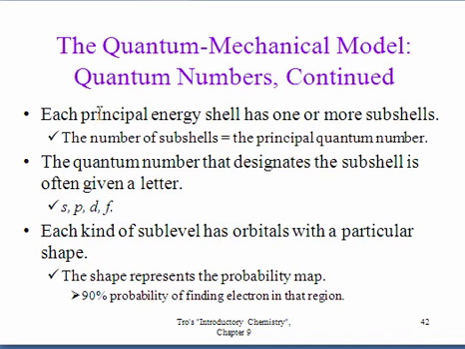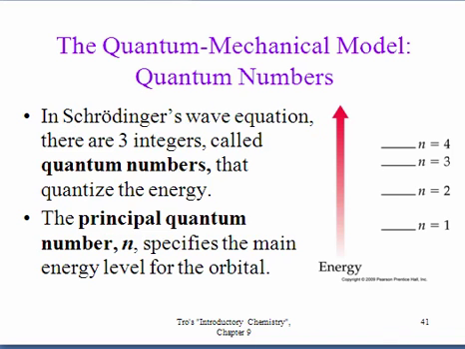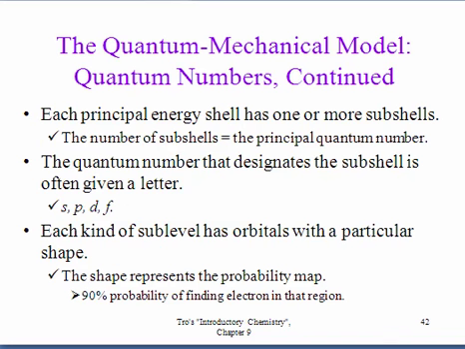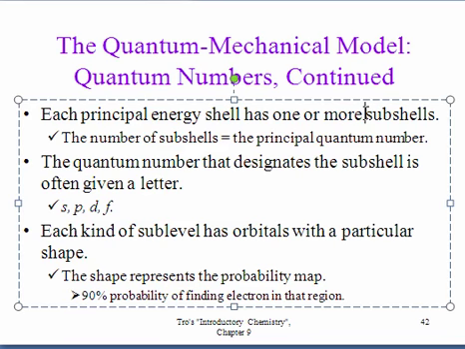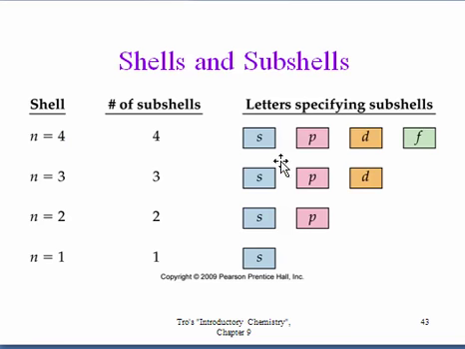Now, in each principal energy level, remember that was 1, 2, 3, 4, there are subcategories known as subshells. And the number of subshells in a given energy level is equal to that principal quantum number. So let's look at how that works. If we look at our first energy level, our quantum number is 1, so there is one subshell in this energy level, or this shell.